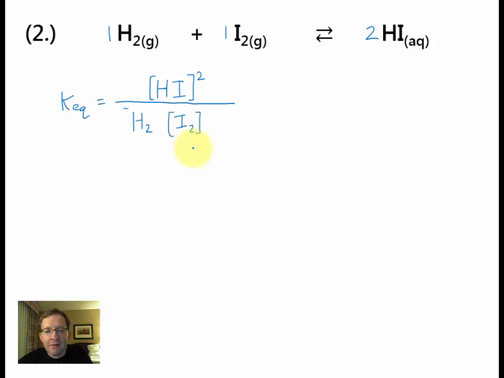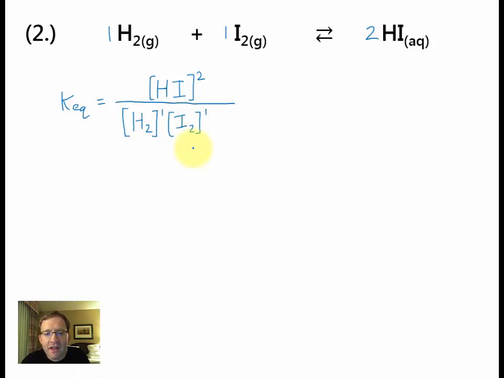Reactants are always in the denominator. And each of those is to the first power. Hydrogen iodide squared over the quantity hydrogen times iodine. The 2 of those multiplied together, and each to the first power. That's as simple as it is. Setting up the expression takes nothing more than that.